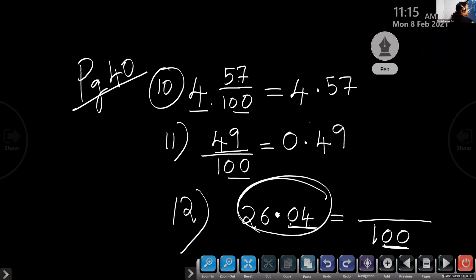Now write all the numbers in the numerator. 2604, without any decimal point. Just write the number, divided by 100. Why are we dividing by 100? Because look at the decimal part. We have 2 places after the decimal point. So we should have 2 zeros in the denominator.